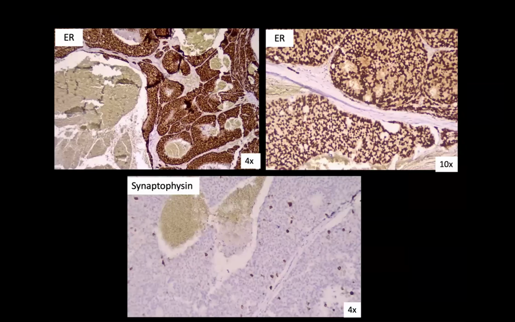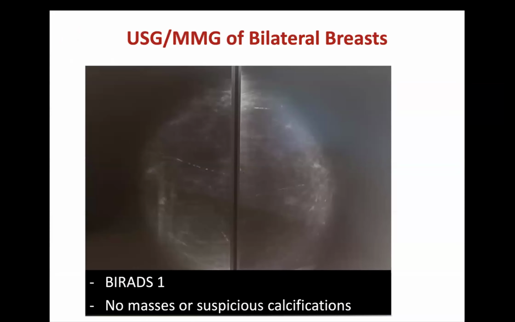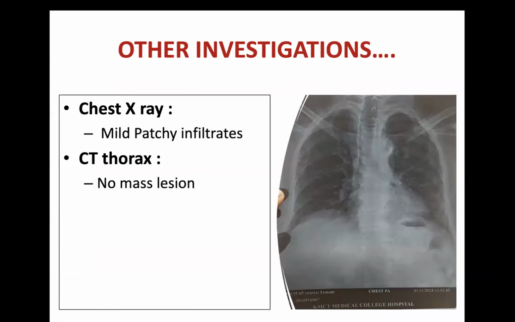So with CK20 negative and ER positive, we asked them to see if there are any lesions in the breast. Ultrasound and mammogram of both breasts did not show any masses or suspicious calcification. CT thorax was also done, which did not show any mass lesion.